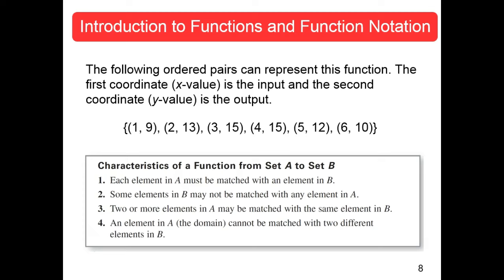3, 15. 4, 15. 5, 12. 6, 10. That's the same set as we had on our mapping. Exactly the same set. Input was time of day. Output was temperature in Celsius. Right? Okay. So here's another way to express it.